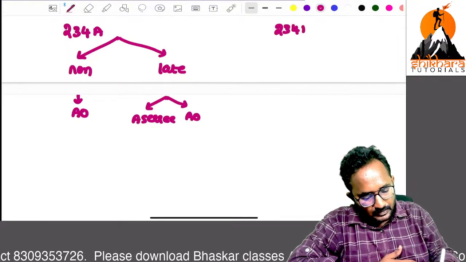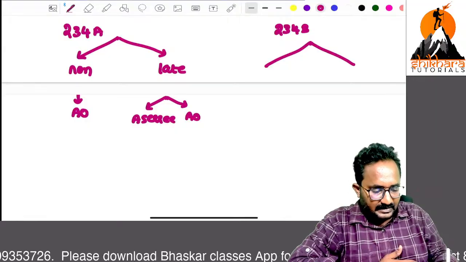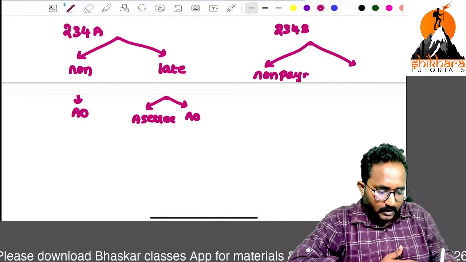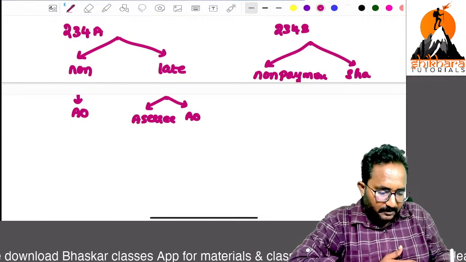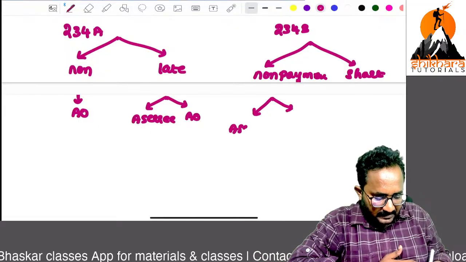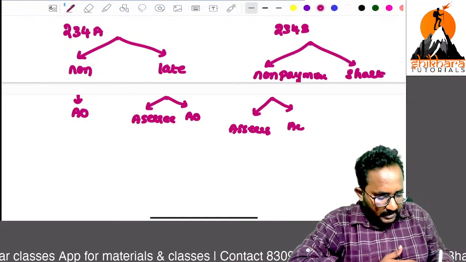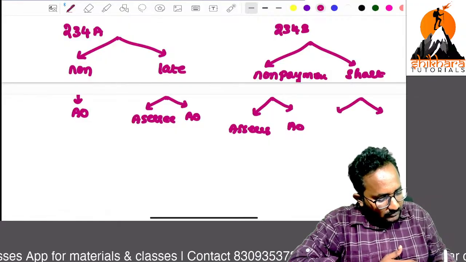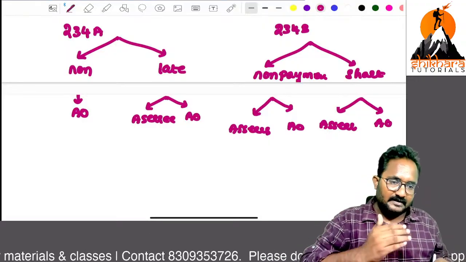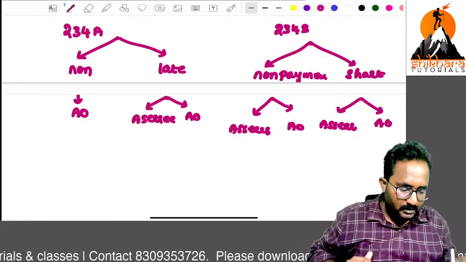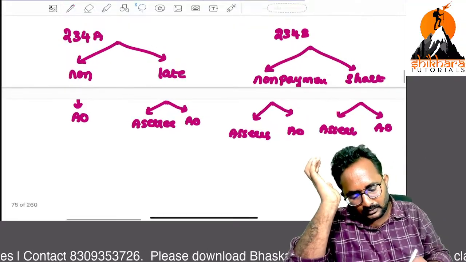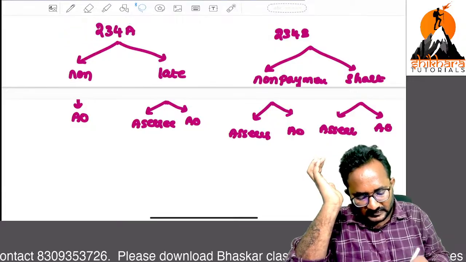234B, consequences related we can calculate, ma. Non-payment, second one short payment. In case of non-payment, first computed by SSE, then it should be recomputed by AO. In case of short payment also, first computed by SSE, then at the time of completion of assessment, the assessing officer can also compute. Are you clear up to now? Shall we start 234C?